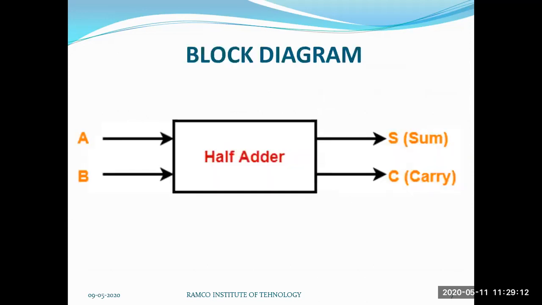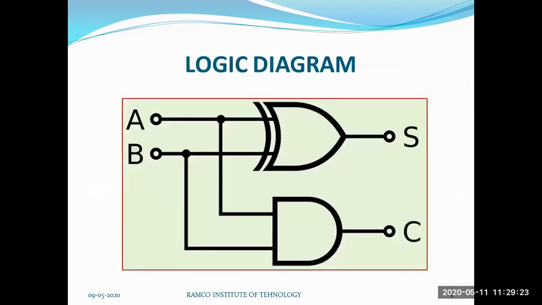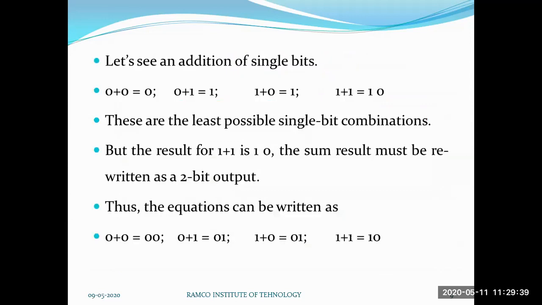So this is the block diagram of a half adder circuit. You have input A, input B, and your output is sum and carry. Logic diagram. So this is the logic diagram of half adder. You have A, B, sum and carry. In this logic diagram, you can see two different gates connected. The upper one is XOR gate and the lower one is AND gate.